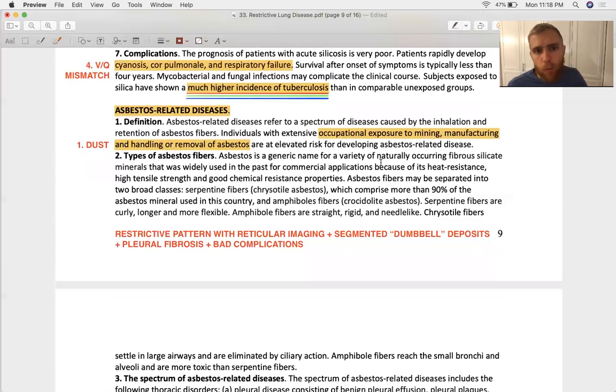Complications: cyanosis, cor pulmonale, respiratory failure. Big deal here, yo. Very big deal. Subjects exposed to silica have shown a much higher incidence of TB than in comparable unexposed groups. So you've got a very high risk of a tuberculosis complication here. We haven't seen that with much other diseases at all.